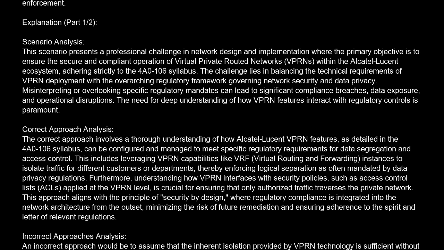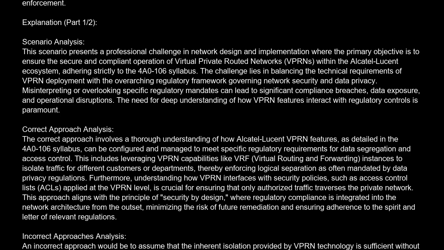Furthermore, understanding how VPRN interfaces with security policies, such as access control lists, ACL, applied at the VPRN level, is crucial for ensuring that only authorized traffic traverses the private network. This approach aligns with the principle of security by design, where regulatory compliance is integrated into the network architecture from the outset, minimizing the risk of future remediation and ensuring adherence to the spirit and letter of relevant regulations.